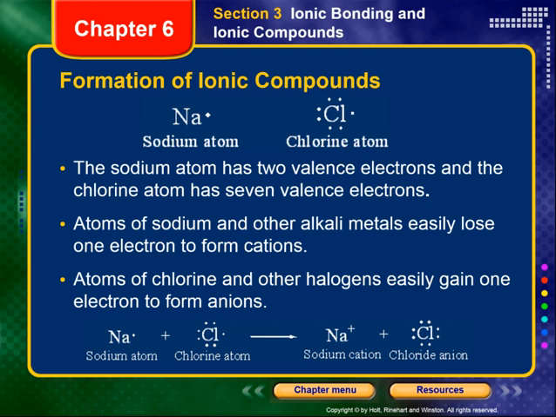Atoms of sodium and other alkali metals will easily, violently lose that 1 electron to form cations, aka positive ions. Now, atoms of chlorine and the other halogens will easily gain 1 electron, or violently gain 1 electron, to form anions, or positively charged, goodness. Anions are negatively charged ions.